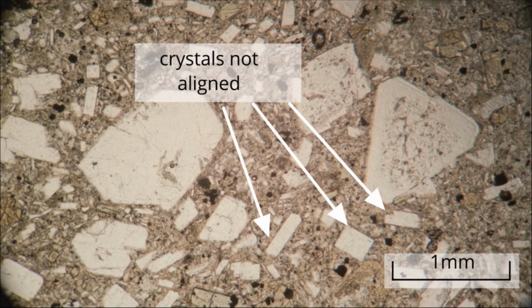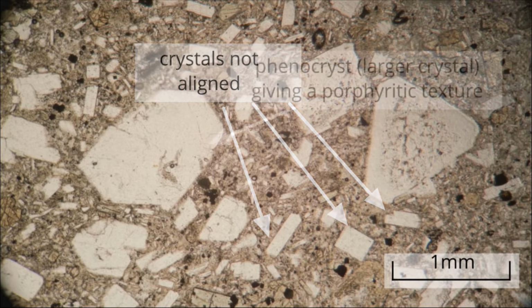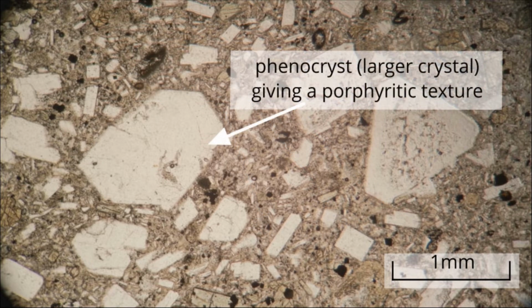Most of the grains are less than 0.25 millimeters in size, but some grains are larger in size, so the rock has a porphyritic texture. The larger crystals are called phenocrysts.